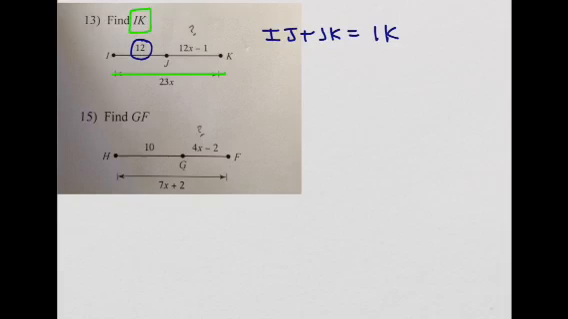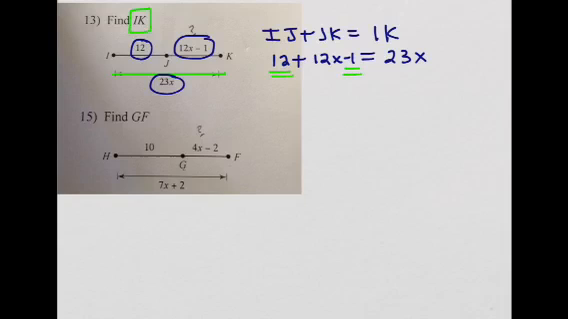Okay, so we substitute. IJ is 12, because we see that right here, 12. JK is 12x minus 1, so we put that there. And IK is 23x. Okay, so on the left side, I can combine the 12 and the minus 1. And so I'm going to have 12 minus 1, that's 11, plus 12x equals 23x.